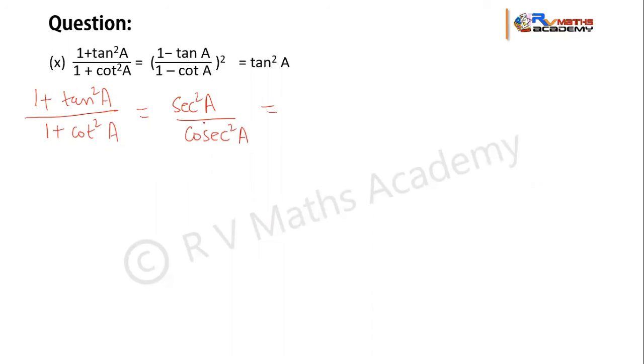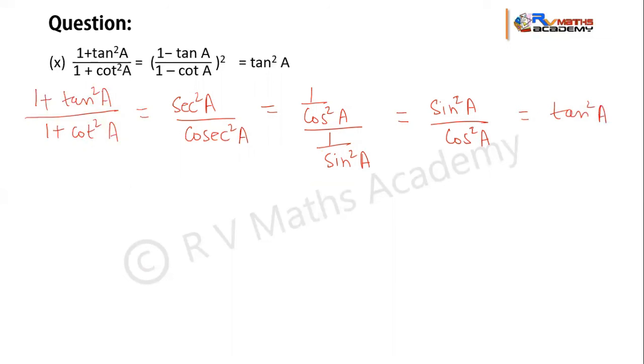Now convert it into sine and cos. Sec is the reciprocal of cos, and the square is there, so we can write it as 1 upon cos square A. This is 1 upon sine square A, because sine and cosec are reciprocals of each other. Now bring sine square A in the numerator. You will get sine square A upon cos square A. So sine upon cos is nothing but tan, and the square is there, so we can write tan square A.